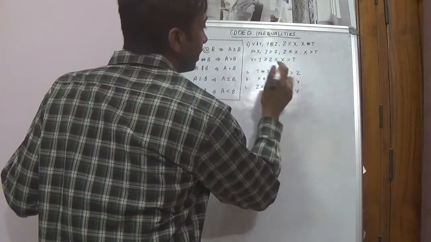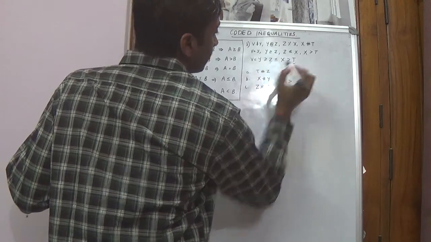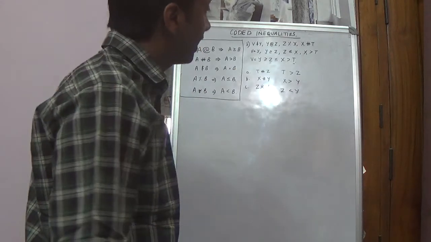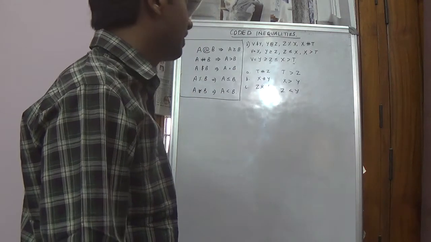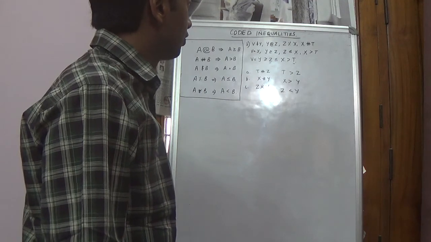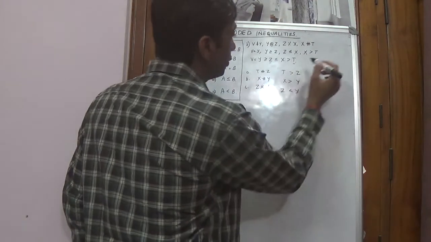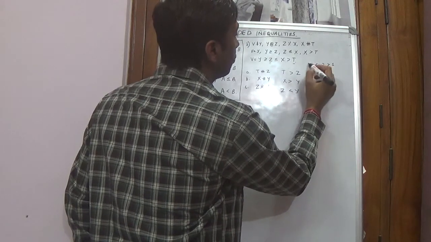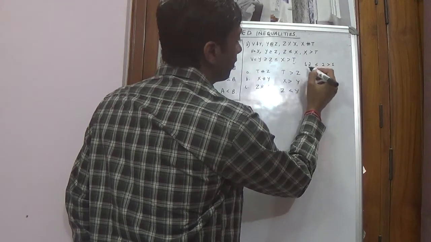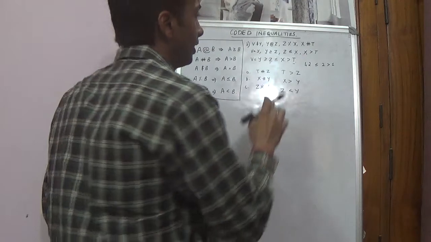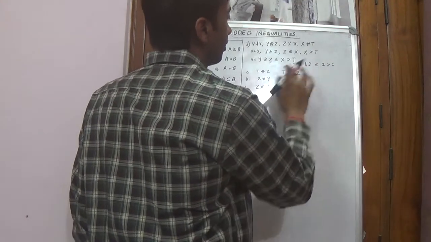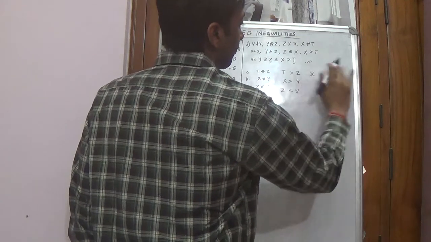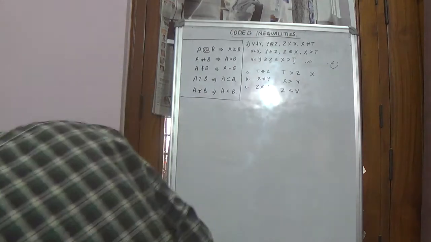So T is greater than Z. This is Z, this is T. So Z is less than or equal to X and T is also less than X. Suppose X is 2, then T could be 1 and Z could be 2 or 1. So in this case T is greater than Z. No, it is wrong, because Z could be 2 and T could be 1. So first relationship is wrong.